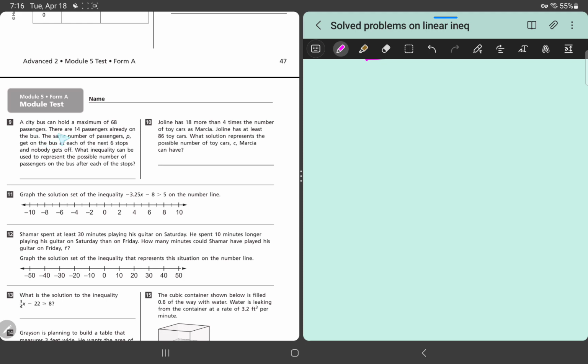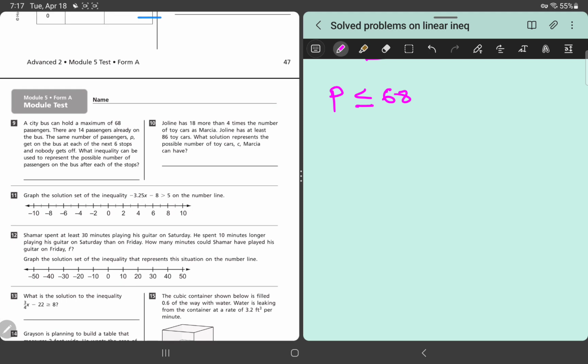The other question is a city bus can hold a maximum of 68 passengers. So the number of passengers the city bus can hold is 68, so the maximum capacity is less than or equal to 68. Yeah, so at the beginning it has 14 passengers. Then the same number of passengers, P, get on the bus at each of the next six stops. So meaning there are 6 stops.